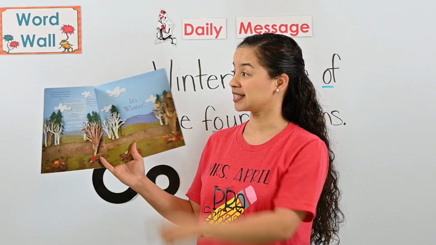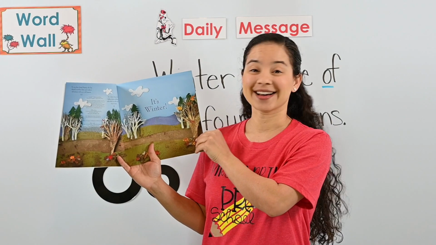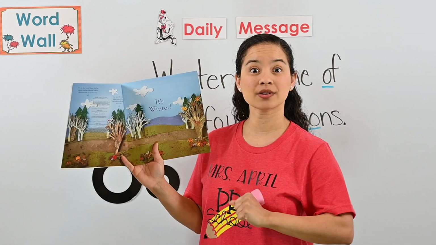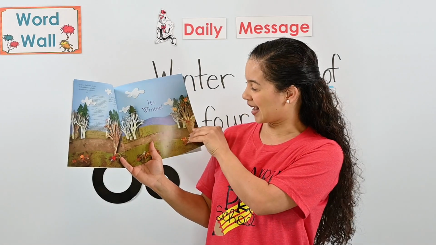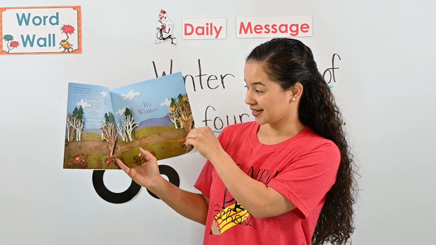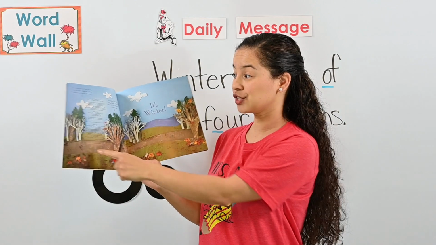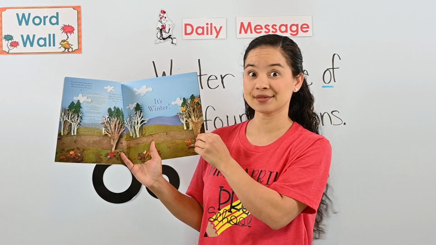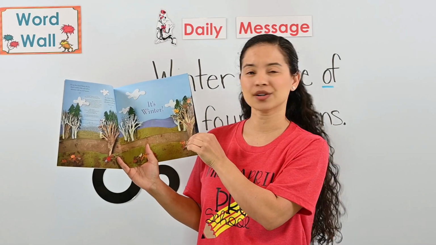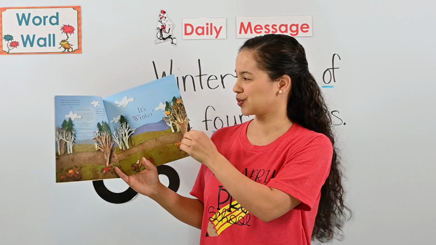Oh, look, this is our title page. A title page is a page inside the book that tells us the title of the book again. Oh, and I see trees, leaves that have fallen to the ground during the fall time. Oh no, some of the trees don't have leaves anymore. I wonder if we're going to find out why when we read our story.